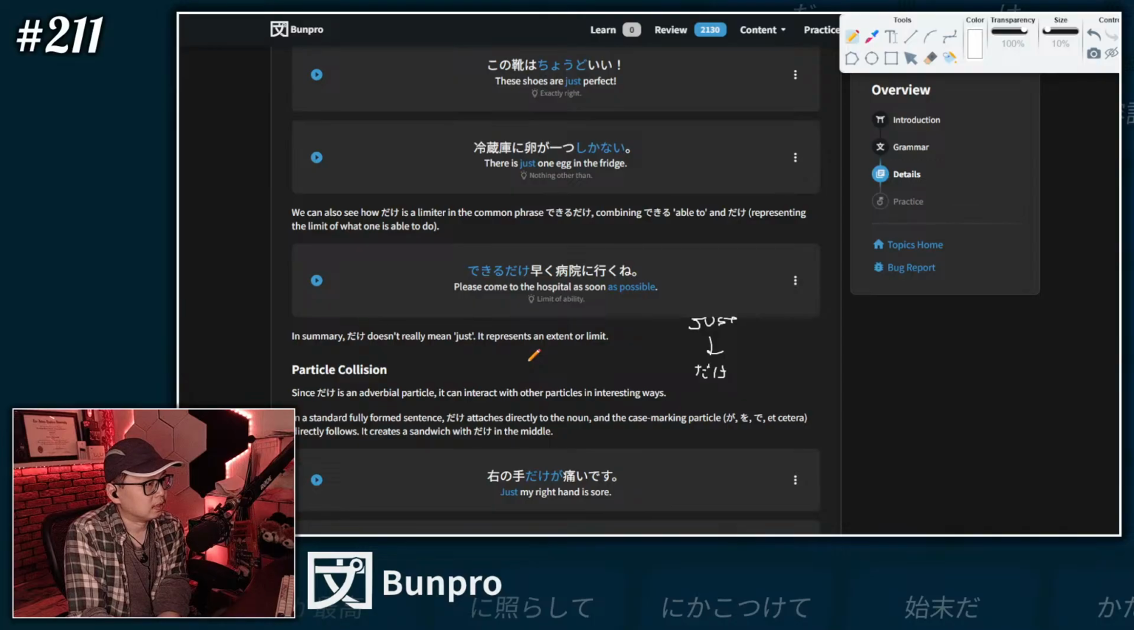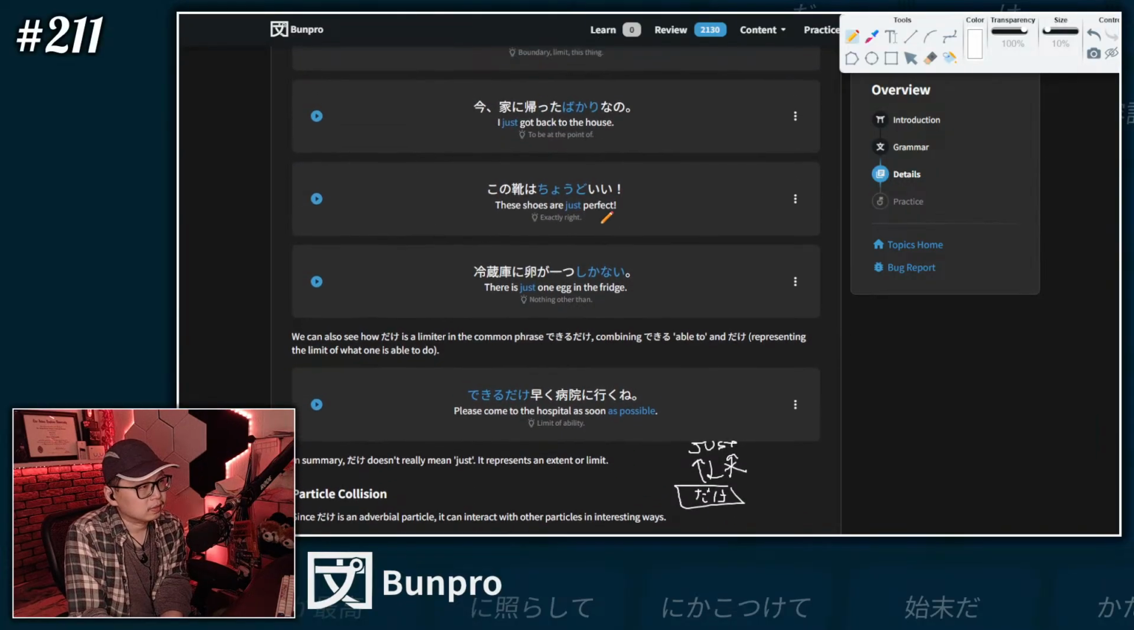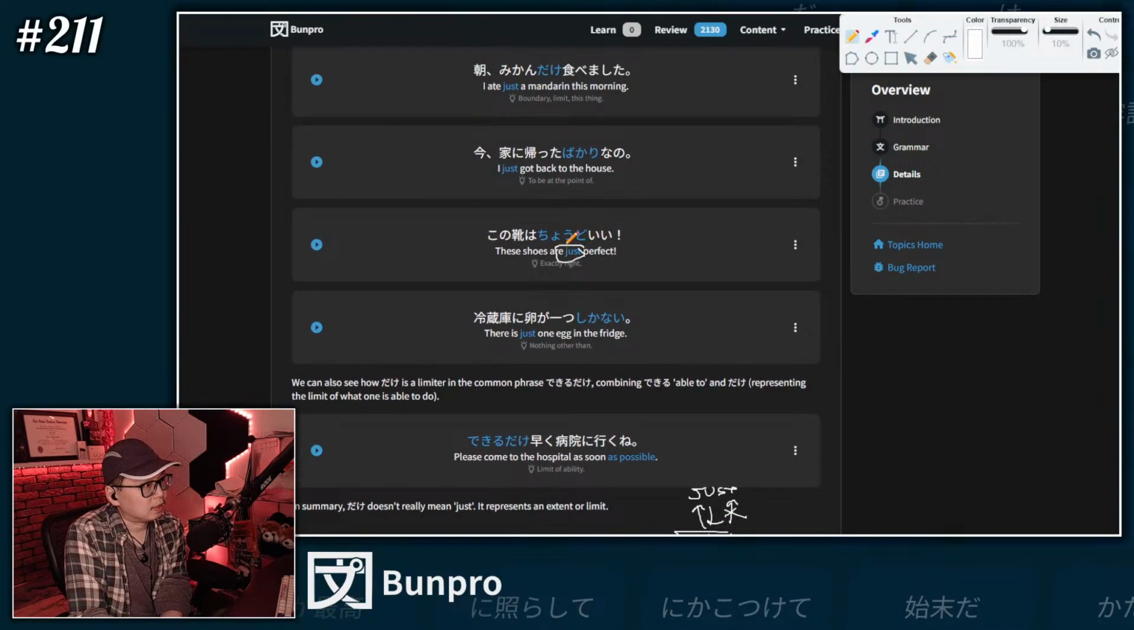So if they say it doesn't really mean just, that's not true. It does mean just. It just represents an extent or limit. It's one of the many things that just represents. So dake does mean just. The other way around would be inappropriate. So just can mean all of these things.